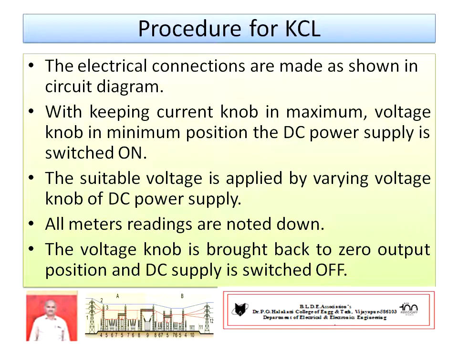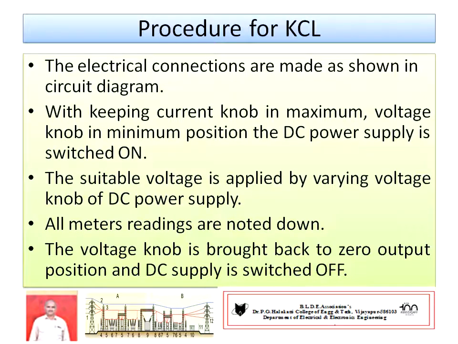Then the brief procedure for KCL. The first step is always common: the electrical connections are made as shown in the circuit diagram. Second, before switching on, what is the position of the circuit elements? Keeping the current knob at maximum and the voltage knob at minimum position, the DC power supply is switched on. This is the condition of the regulated power supply. Before switching on, its voltage knob should be kept at minimum and current knob at maximum position. Then you give the AC supply to the DC power pack.